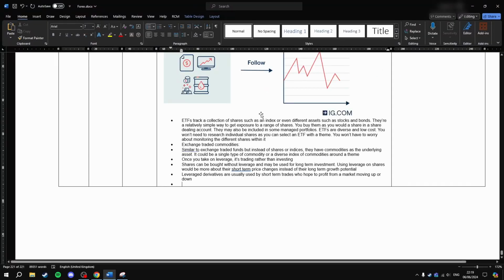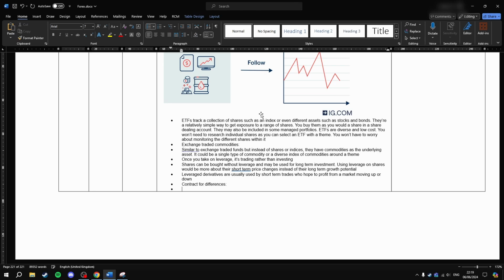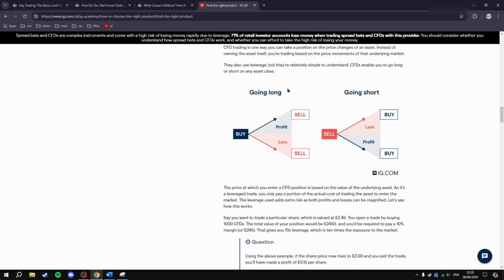CFDs, or contracts for differences. CFD trading is one way you can take a position on the price change of an asset. Instead of owning the asset itself, you're trading based on the price movements of that underlying asset.